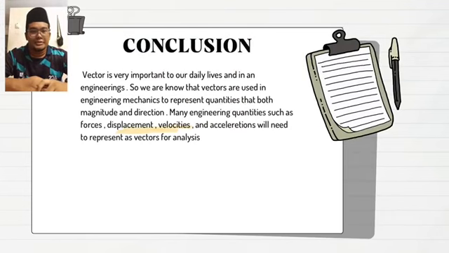So the conclusion is, vector is very important to our daily life and in engineering. So we all know that vectors are used in engineering mechanics to represent quantities that have both magnitude and direction. Many engineering quantities such as force, displacement, velocities and accelerations need to be represented as vectors for analysis.